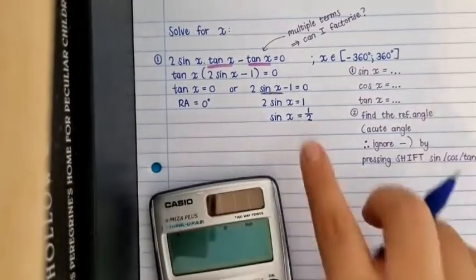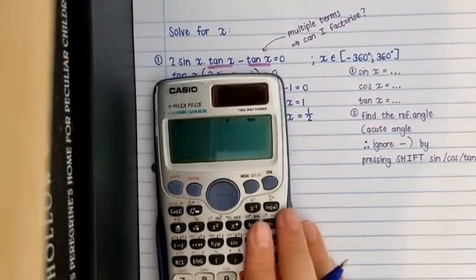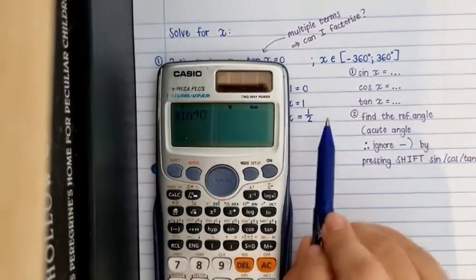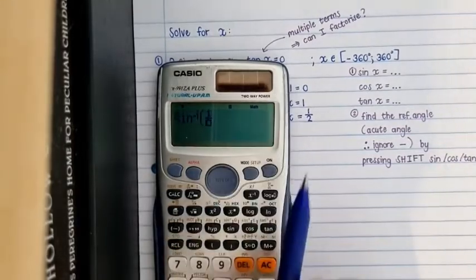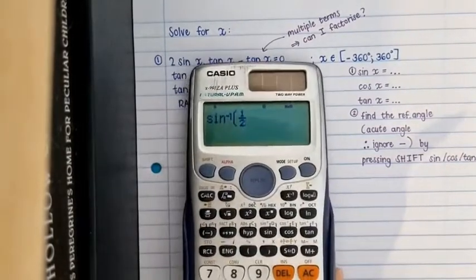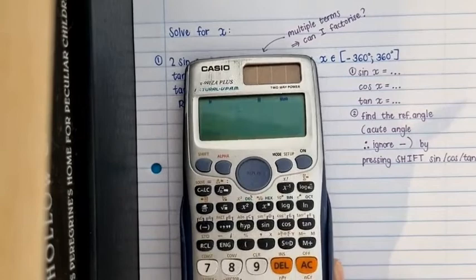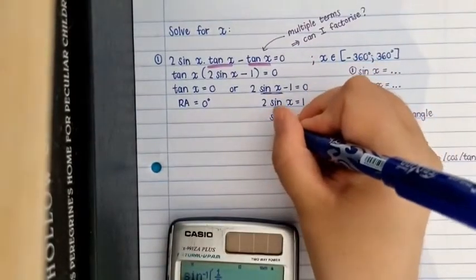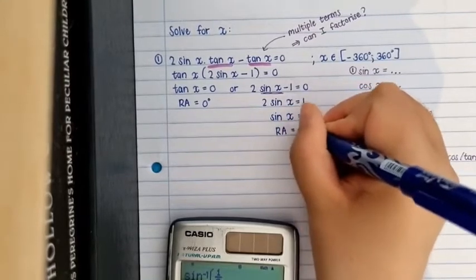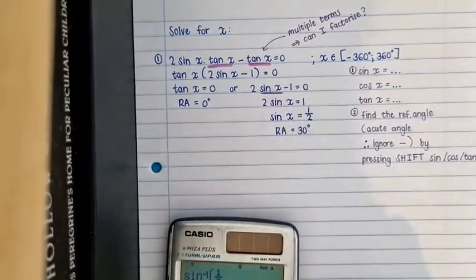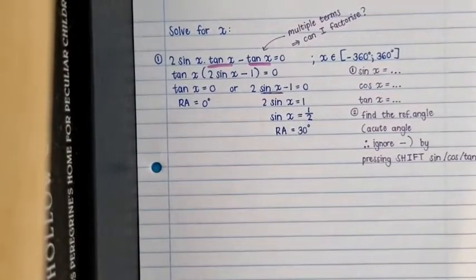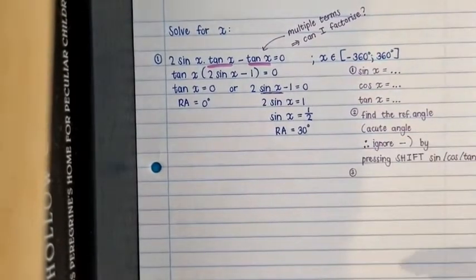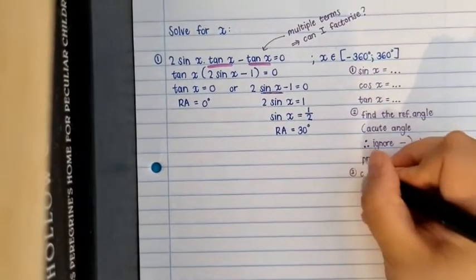Okay, next one, we can do the same thing over here. To get that reference angle, we can do shift, sine, and now the number that's on the other side is a half, so you can type in a half, you can type in 0.5 if you want to, it's the same thing, and the answer there for the reference angle is 30 degrees. Okay, that is step two done. Now, step three, you are going to choose the correct quadrants.